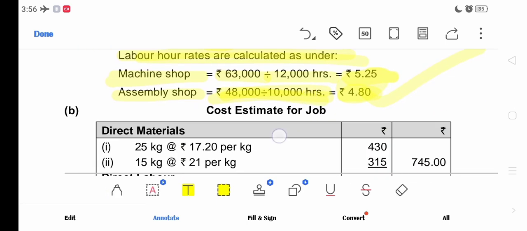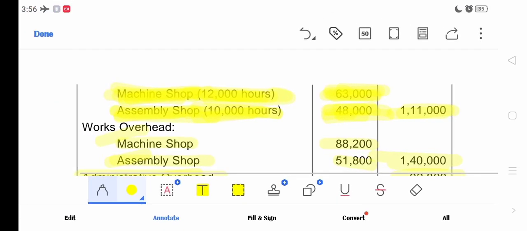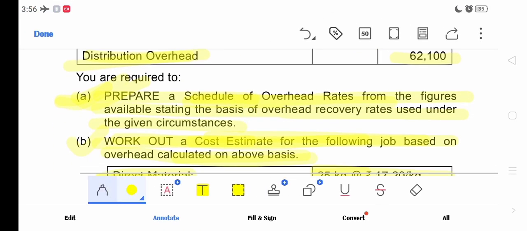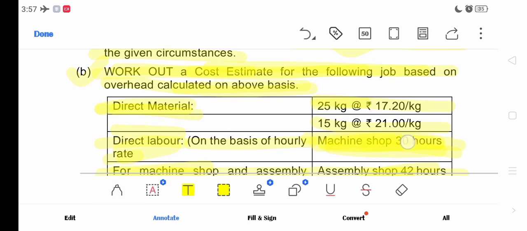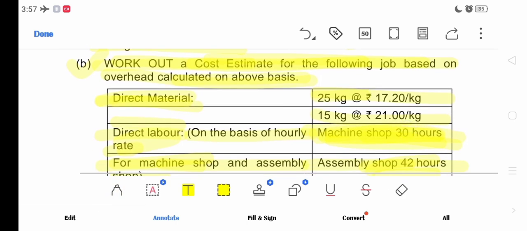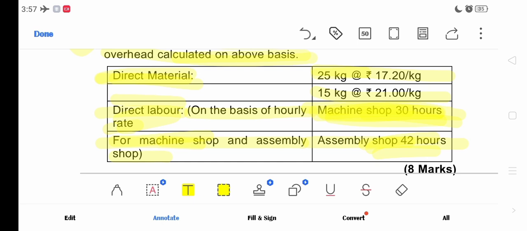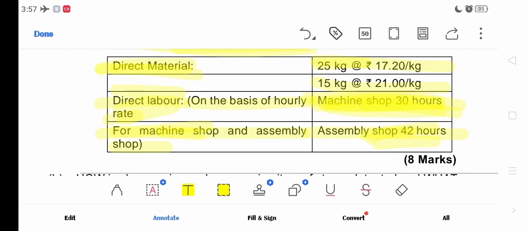So with this we have found out the overhead rates. So prepare a schedule of overhead rates from the figures available. So done, a bit has been done. We have found out the overhead rates, and the labor per hour rates also done. Yes. Now what is B bit? What is he asking? Work out a cost estimate for the following job based on overhead calculated on above basis. So based on above overhead rates only, he wants us to find the cost estimate. So he wants us to find out the total cost.